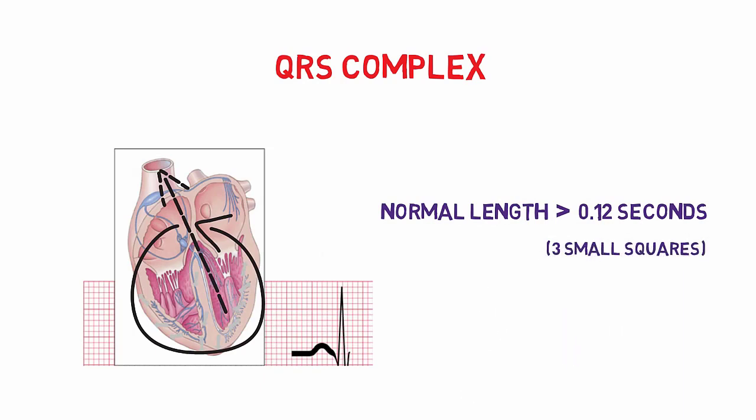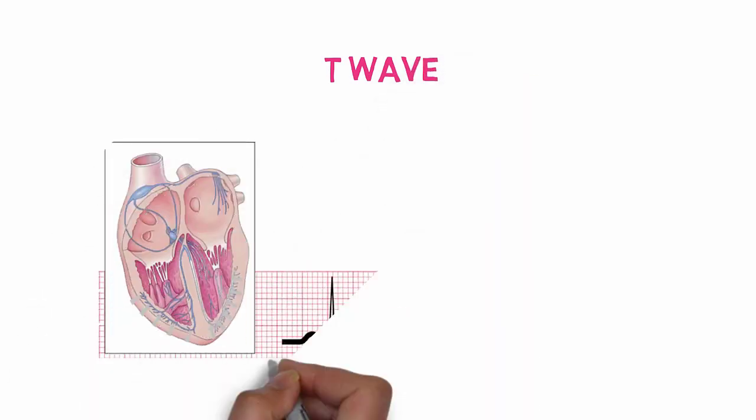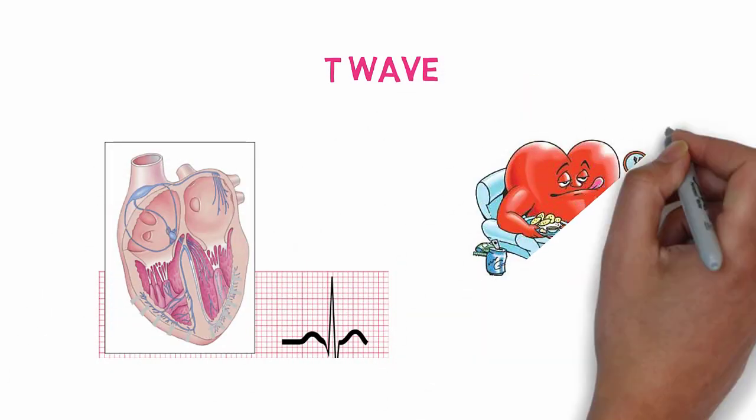The last waveform we get in a normal ECG is the T wave. We get the T wave when the heart is in the resting phase.